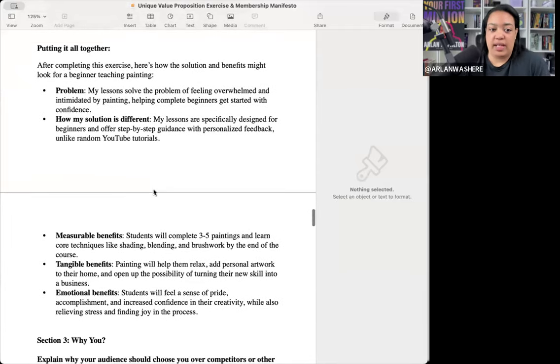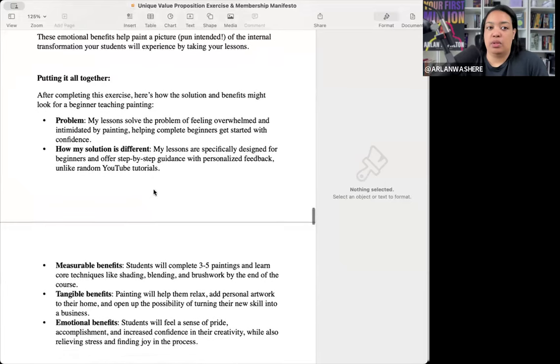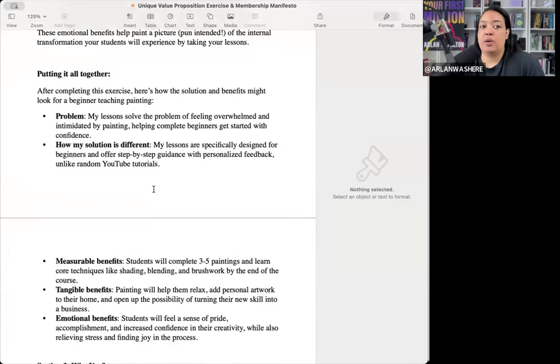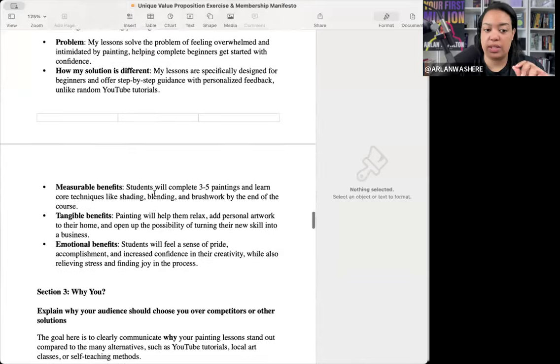Now, at the end of this section, you're going to know the problem. You're going to know how your solution is different, how it benefits in a measurable way, how it's tangible, and how it's emotionally beneficial. These are all super important. Again, this process is what people pay me thousands of dollars as private clients to learn, and I'm teaching it to you right now for free, these questions.